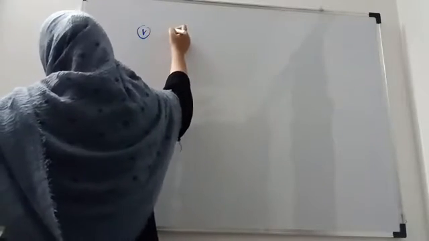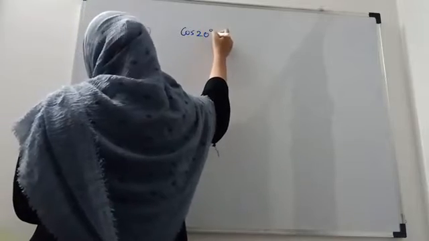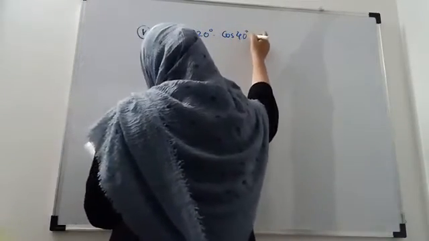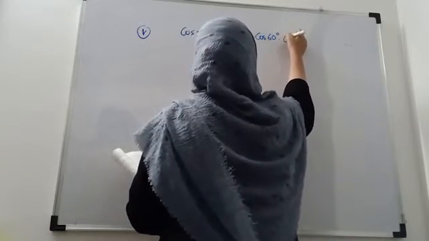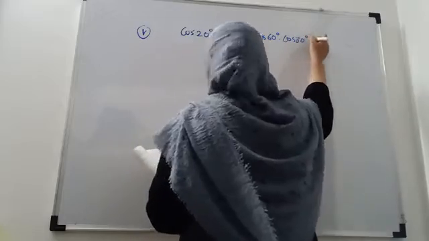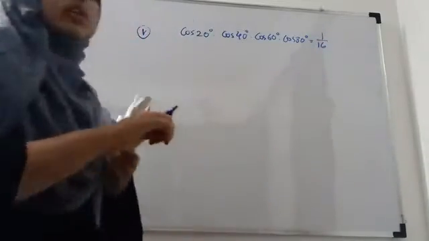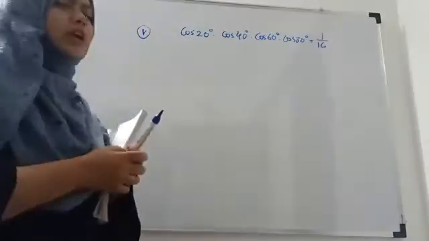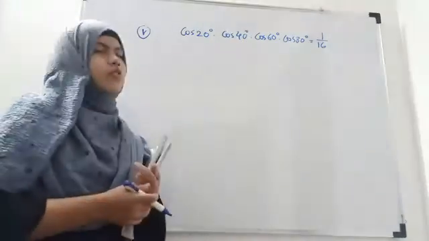The question is: cos 20 degree into cos 40 degree into cos 60 degree into cos 80 degree is equal to 1 upon 16. Okay. So there are many ways to solve such type of problems. But since we are doing the factorization section, we will use that formula.